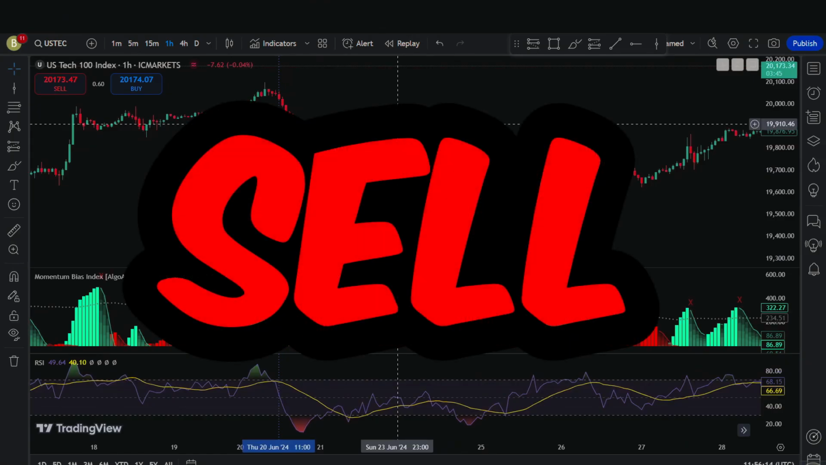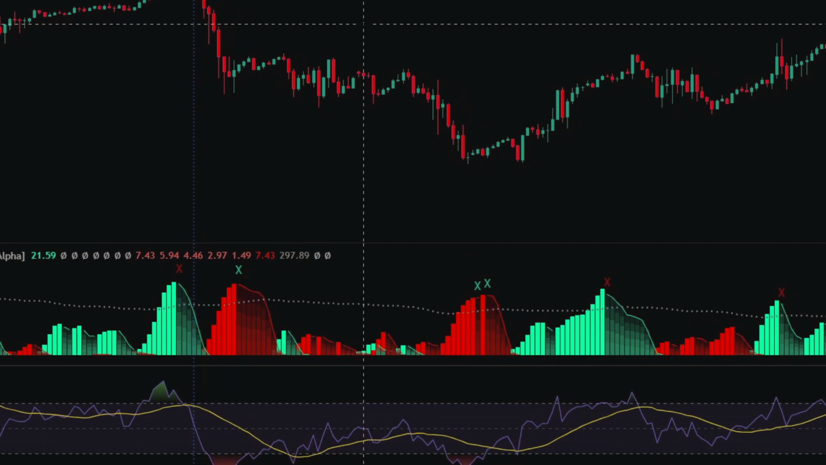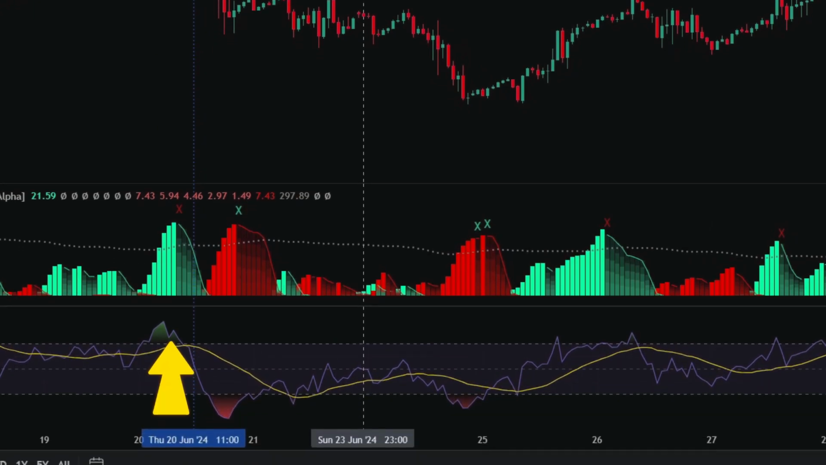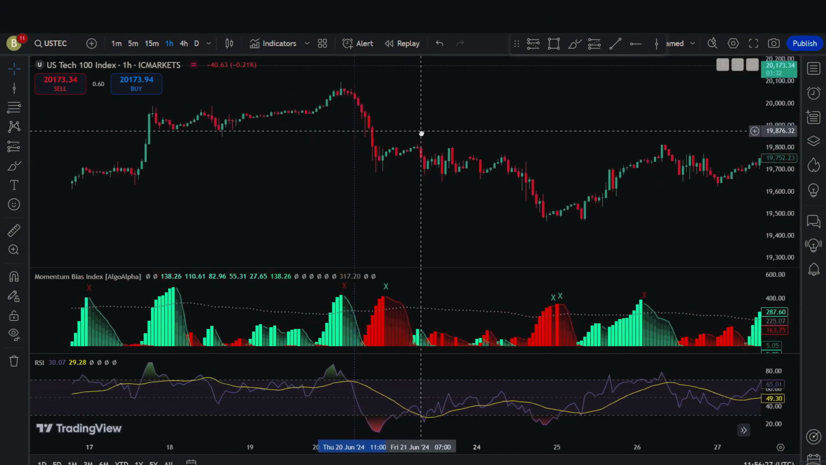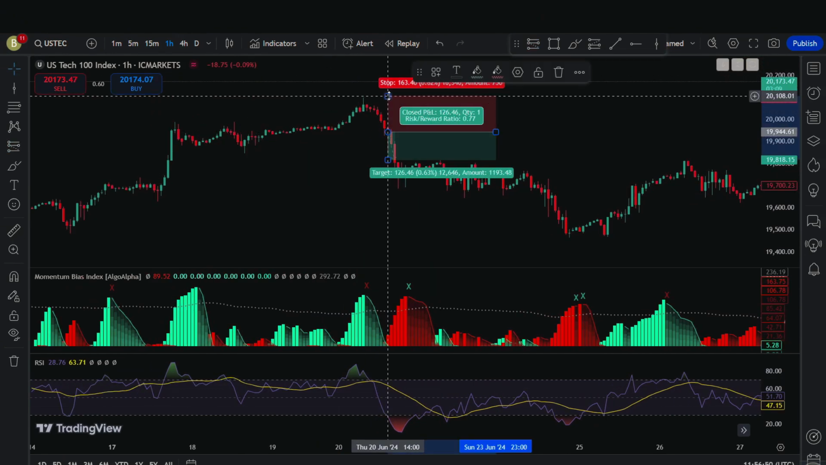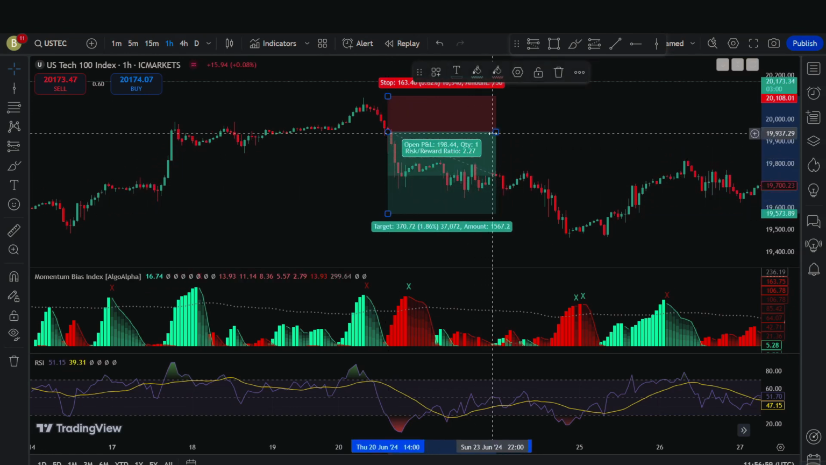Now, for selling conditions, wait for the Momentum Bias Index to change color to red and ensure that the RSI, Relative Strength Index, is below the MA, Moving Average line. When both conditions are met, you're good to proceed and take a trade. Take a trade here, placing your stop loss at the previous swing high and aim for a profit target that is twice the size of your stop loss.